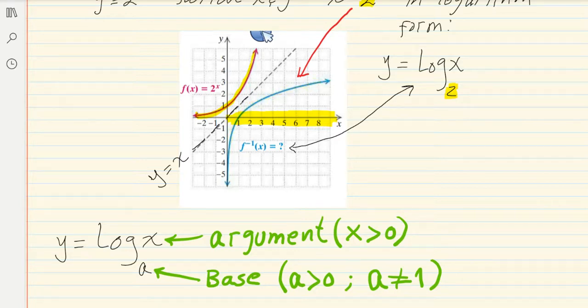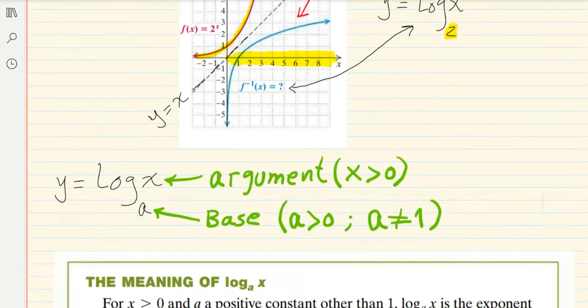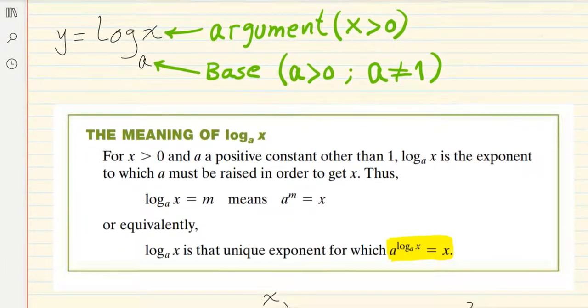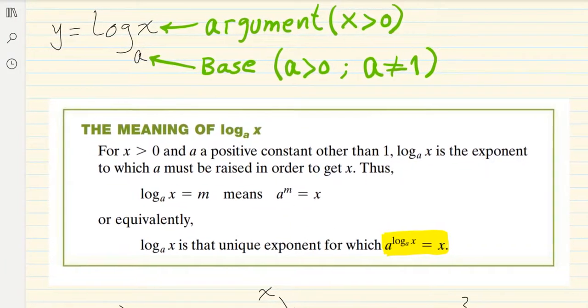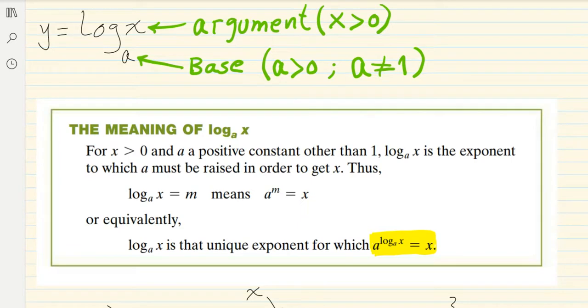And the base of the logarithm is a, and the base must be positive, and it cannot be 1. We had the same restriction on the exponential function in the previous section, if you remember. Now, this is from your book. What does it mean, log base a of x?